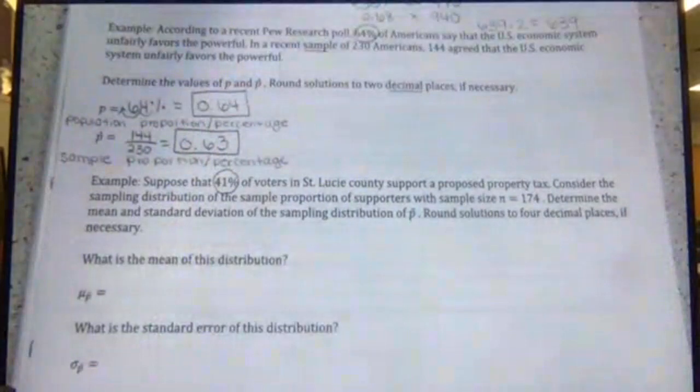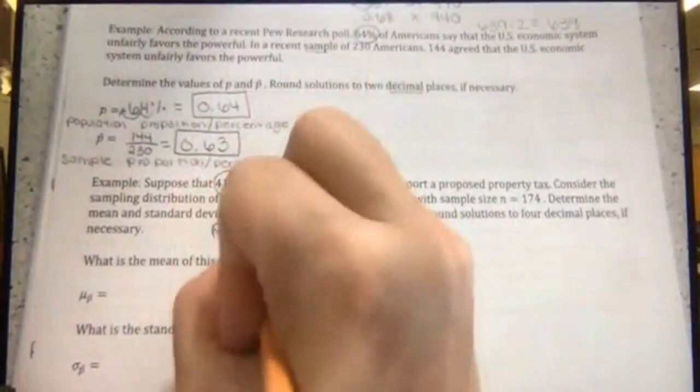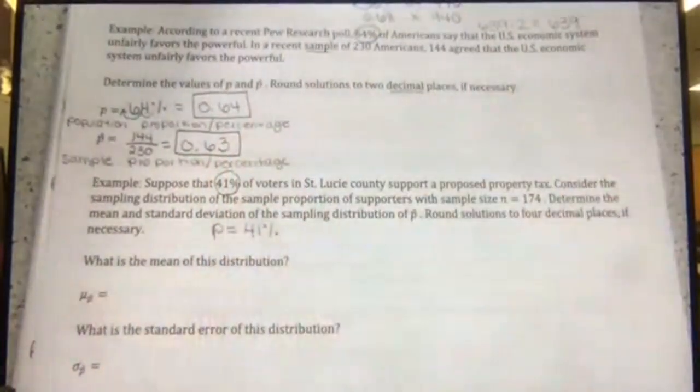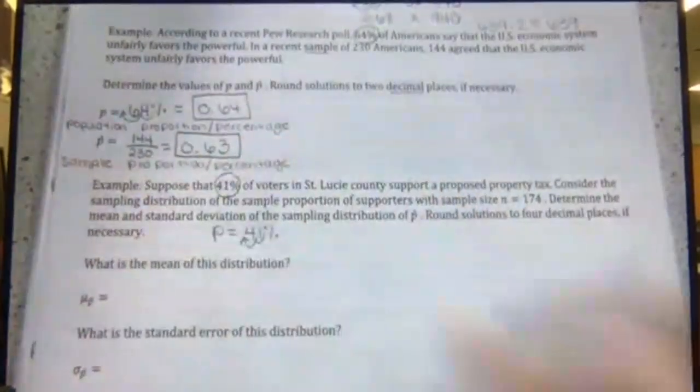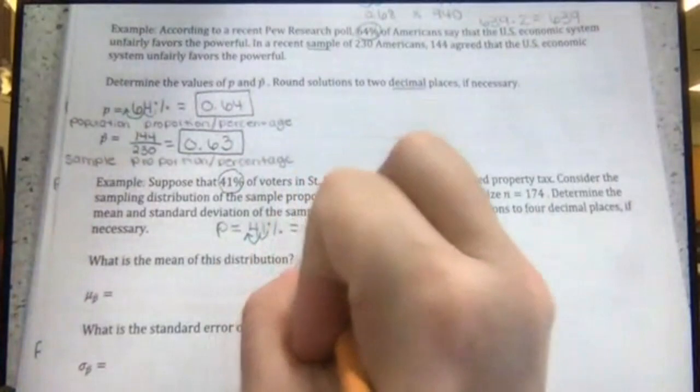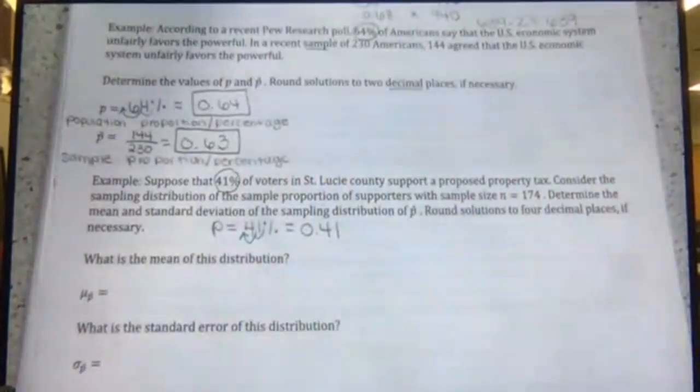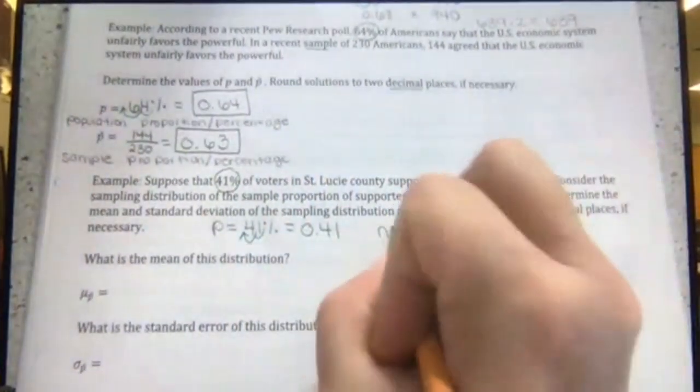So it says, suppose that 41% of voters in St. Lucie County. So that means in general. So this is going to be our population proportion. This is going to be our P value, 41%. Always turn that percent into a decimal. So moving our decimal 2 places to the left. So 0.41. And it told us that n is 174.